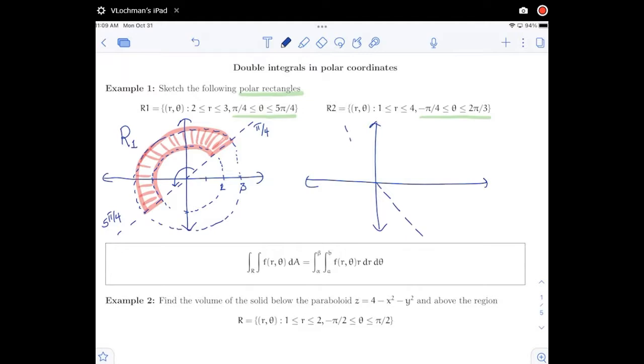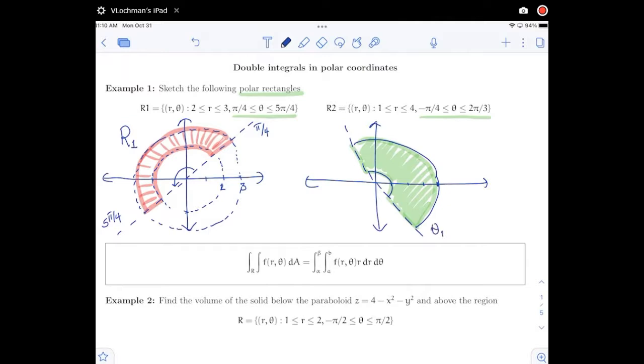So it's an angle over here in this quadrant. So this is not symmetric. And then what about r? Between 1 and 4. So let's say this is 1, and then 4 would be here. So you make your circle look something like this. And here is my second region of integration. This one is not necessarily symmetric. That's fine. It doesn't have to be.